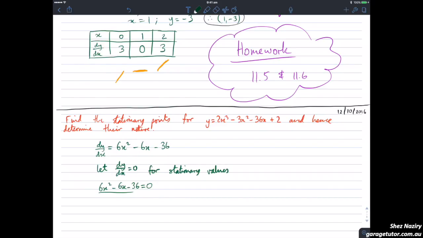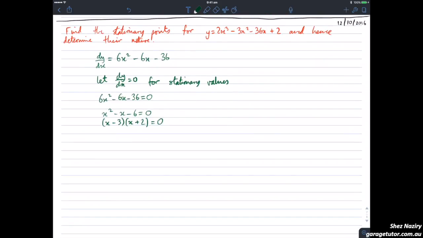Okay? So now we end up with x squared minus x minus 6 is equal to 0. And that's a simple quadratic equation. You can factorize it. If you don't know how to factorize, use the quadratic formula like I did yesterday in that example. But this one's quite simple. You go (x minus 3)(x plus 2) equal to 0. So now we've got our two values. So therefore, x equals 3 and x equals negative 2.